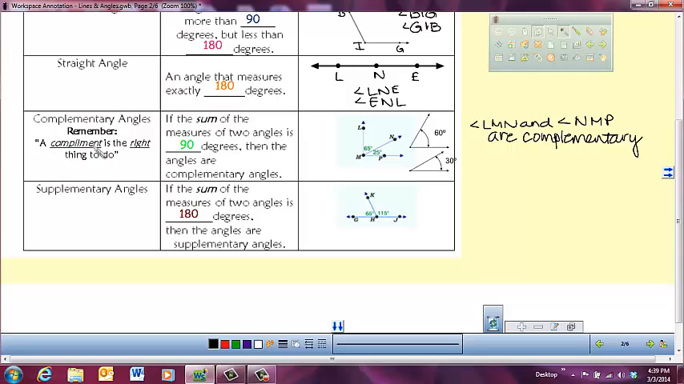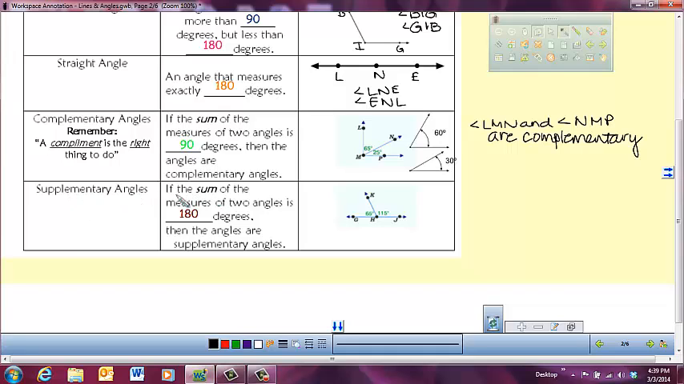A little trick we use, or a little line we use to remember that complementary adds up to 90 degrees. Since a 90-degree angle is also called a right angle, if you remember a compliment, which is a nice comment that you give someone else, a compliment is the right thing to do. So complementary angles add up to 90 degrees because of the right angle, okay?